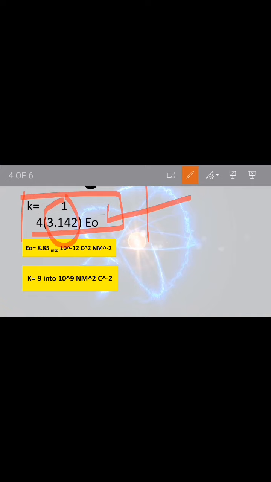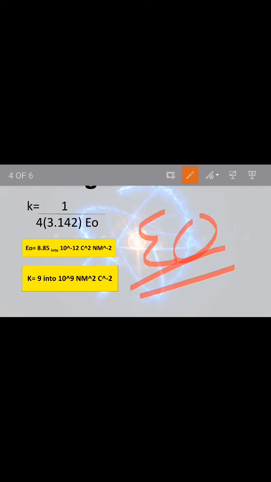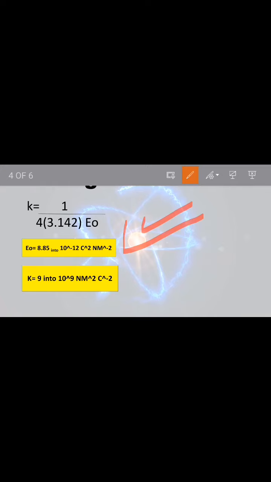We know that 3.142 is the value of pi, so this is 4 pi epsilon naught. Now what's this? Basically, epsilon naught is called the permittivity of free space. It is a constant. This constant depends on medium. This is called epsilon naught. Fine. The epsilon naught's value is always a constant.